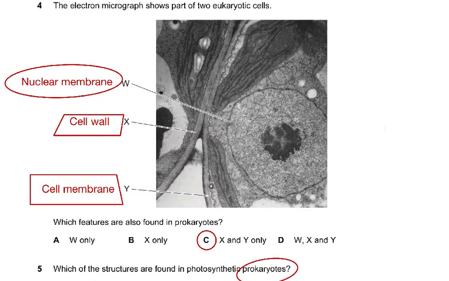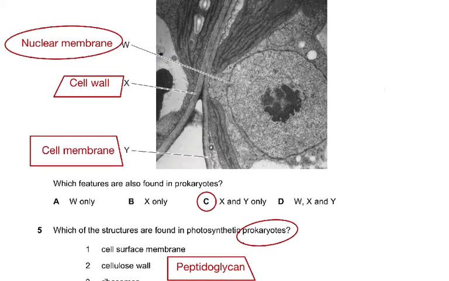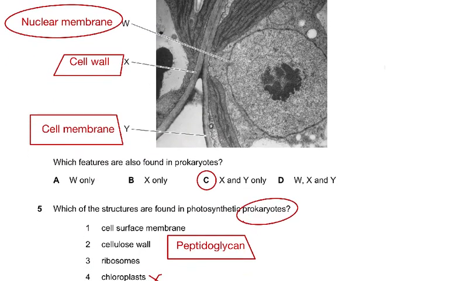Question 4, the electron micrograph shows parts of 2 eukaryotic cells. And then we had labels W, X, and Y, which of course I've labeled for you: nuclear membrane, cell wall, and cell membrane. And then it says which features are also found in prokaryotes. So also in prokaryotes was only X and Y. There is no nuclear membrane in prokaryotes. Prokaryotes we mean are bacteria. So prokaryotes are bacteria, and that is something that we all need to remember. Do not confuse this. Bacteria, prokaryotes.